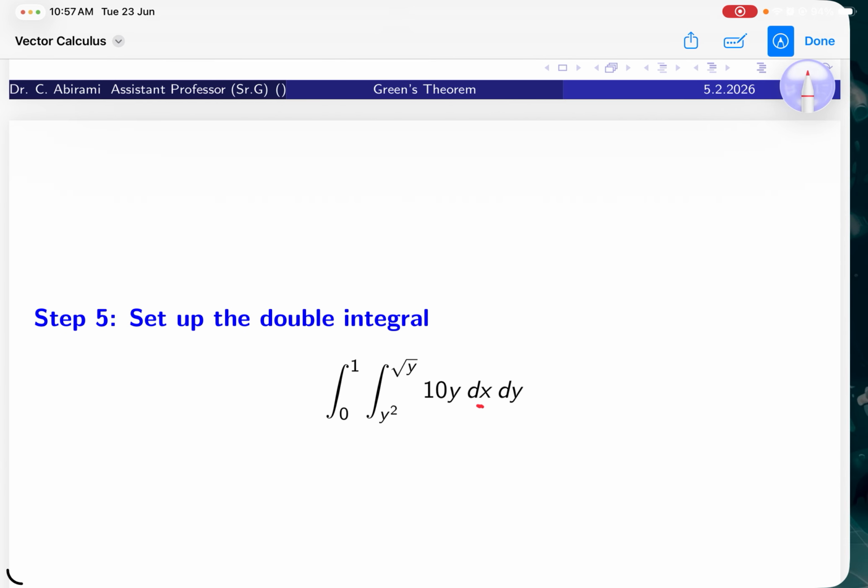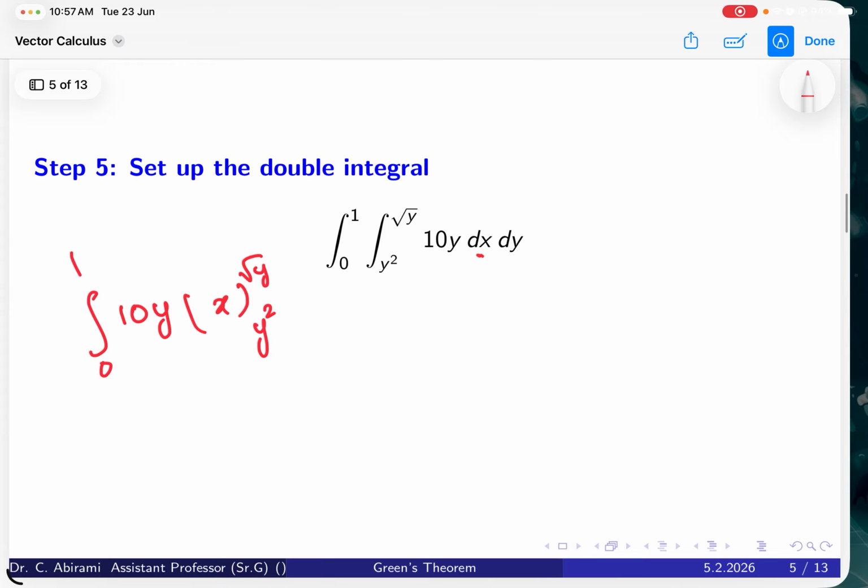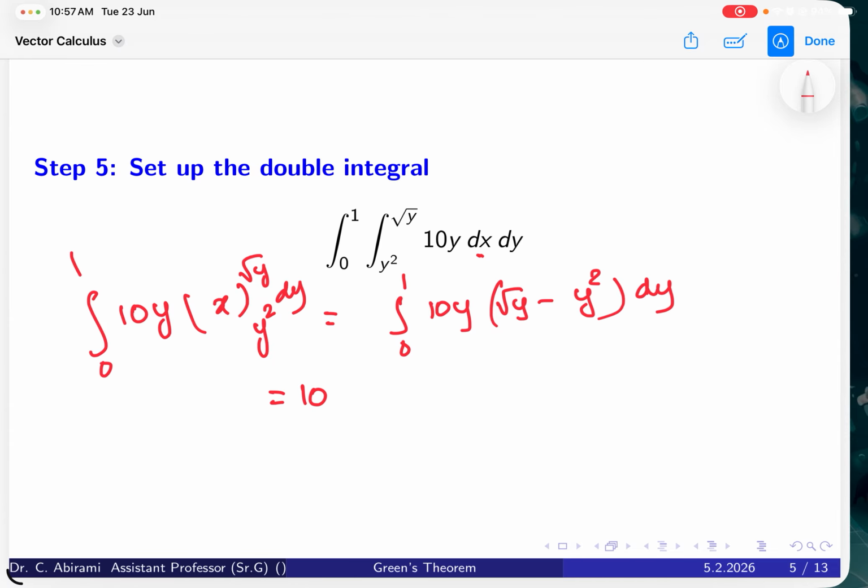After that, ordinary integration. The innermost integration is with respect to x, which means I can retain 10y as constant. The integral of x is x, from y squared to root y. Now you can apply the upper and lower limit. Integral 0 to 1, 10y root y minus y squared into dy. Now you can manipulate this: 10 y power of 1 plus 1/2, so 3 by 2. Integral 0 to 1 of 10 y power 3 by 2 minus 10 y cube into dy.